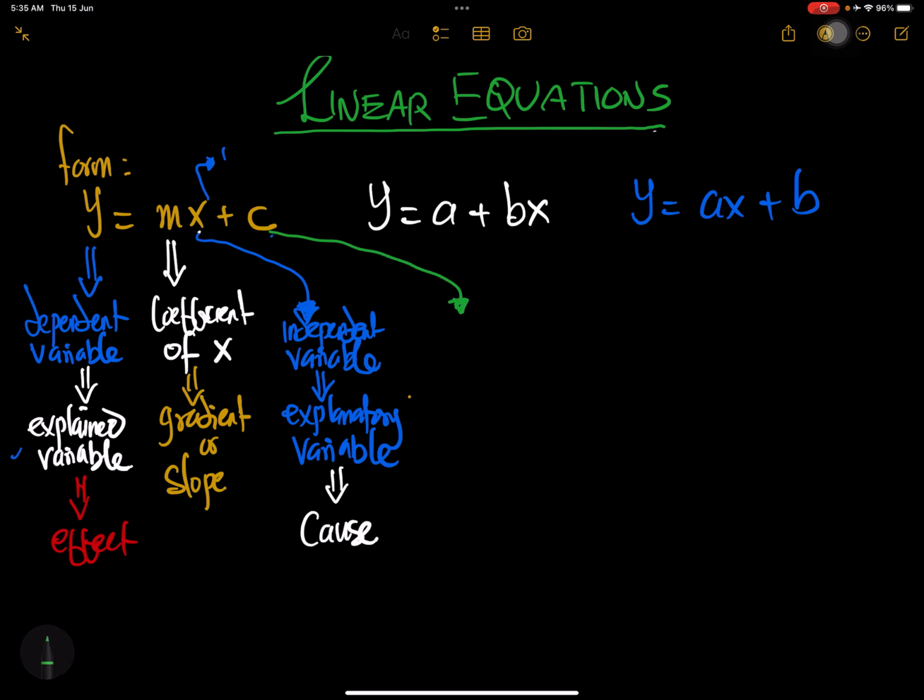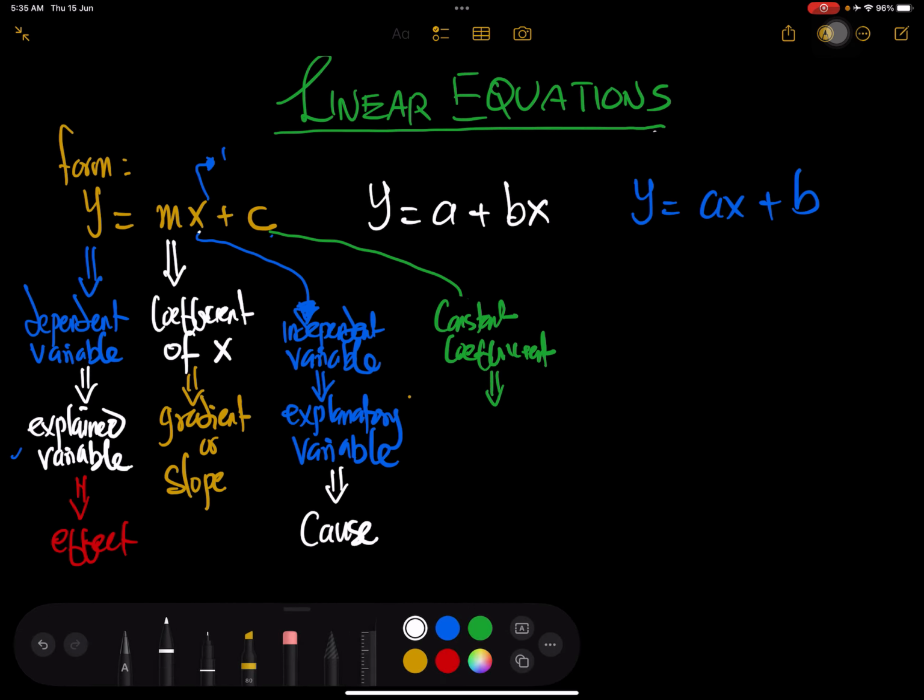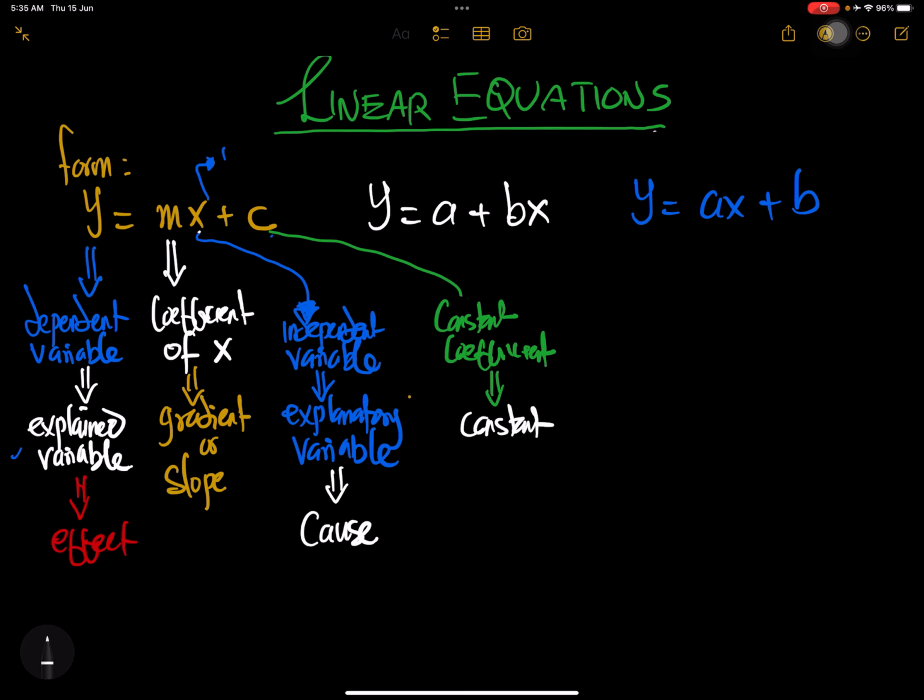Now finally, we also have this one, the c. The c here is known as the constant coefficient, or just a constant. It can also mean just a what? A constant. Or it can also mean y-intercept. What is the y-intercept?